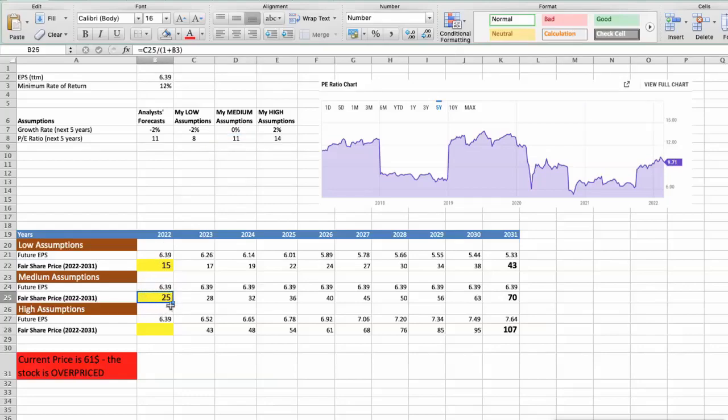Third scenario. Aflac will have high performance in next 5 years, and we will use the following parameters in our calculation. Future growth rate would be high, 2%. Future PE would be high, 14. In this case, the fair value of the stock today would be $39. As you can see, today the stock is overvalued, $61, even if we expect the company's high performance in future.